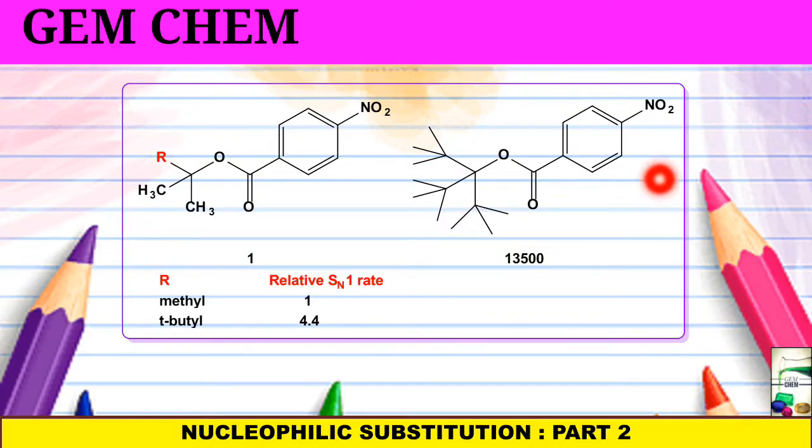Whereas here, all three groups are attached as tertiary butyl, right? So there is more increase in rate and the reaction takes place faster by the SN1 mechanism.